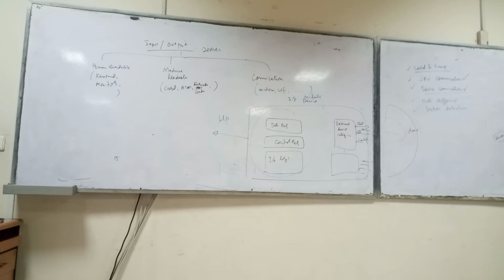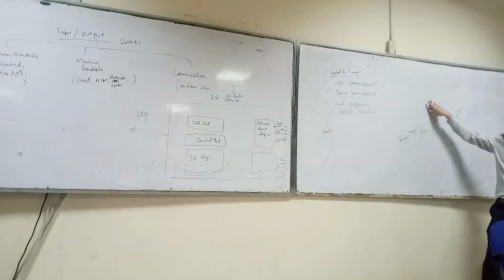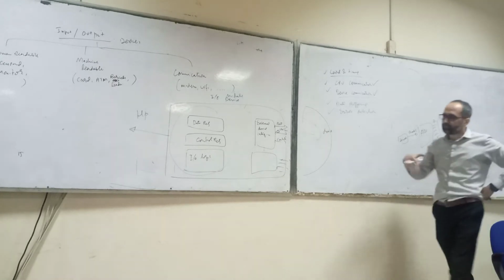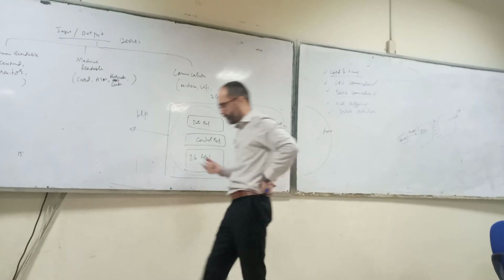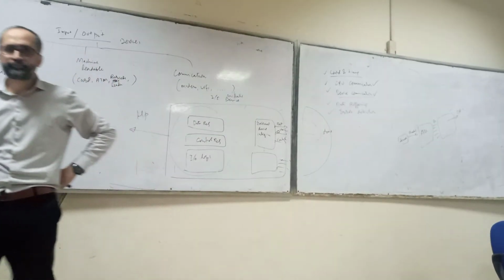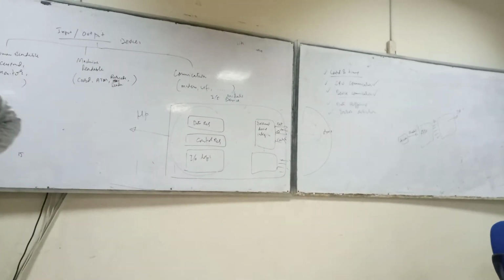Okay, and typically devices are slow. Now I will give you a different example of different I/O devices. Let's assume you have a hard disk. Hard disk is also a device. It's an input device, and also an output device.